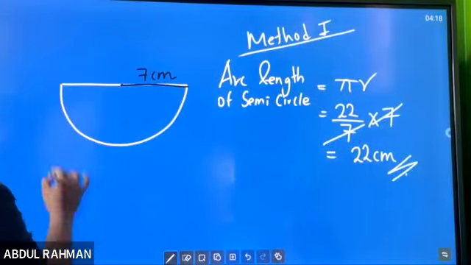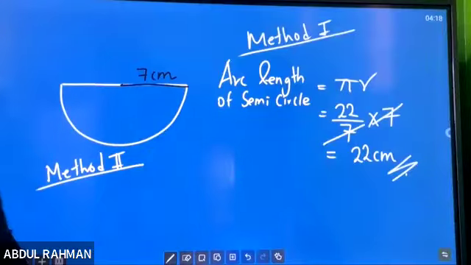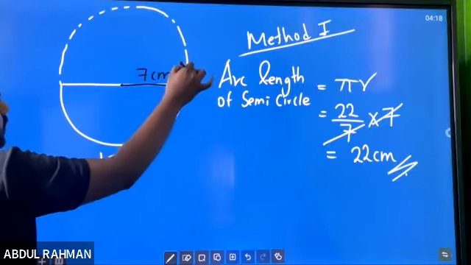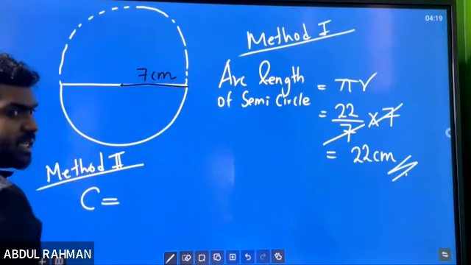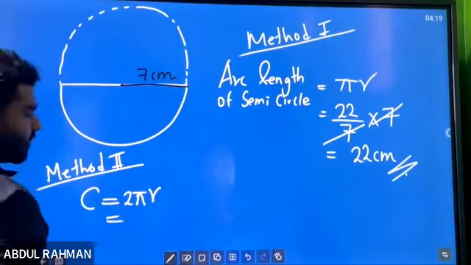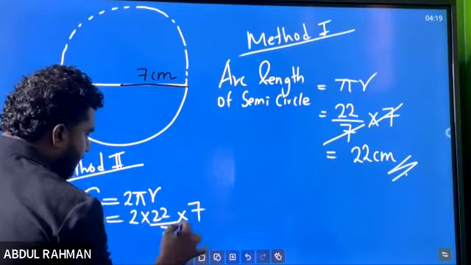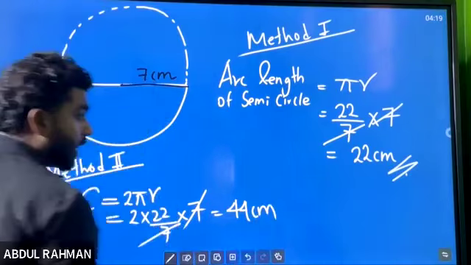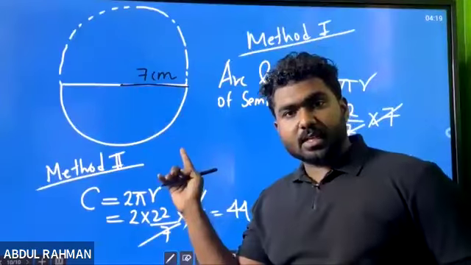You have another method, method number 2. Now you are going to consider this as a full circle. If you consider it as a full circle, you can find the C value. C is equal to 2 pi r. Find the full circumference: 2 into 22 over 7, radius is 7, the 7 and 7 get cancelled off. The answer is 44 centimeters. Now I have found the circumference of the circle.